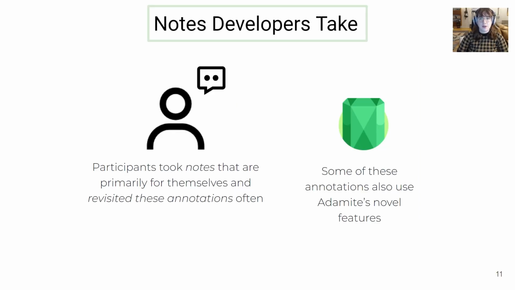Many of the annotations reminded the author about important details of the API. These annotations are primarily beneficial to the author, and all participants made at least one annotation specifically for themselves. These notes were short and commonly revisited, suggesting that annotating is lightweight and effective for keeping track of insights for the original author. Some of these annotations were also used in conjunction with Adamite's novel features, such as multiple anchors and pins, suggesting that Adamite's features help make annotating more effective.